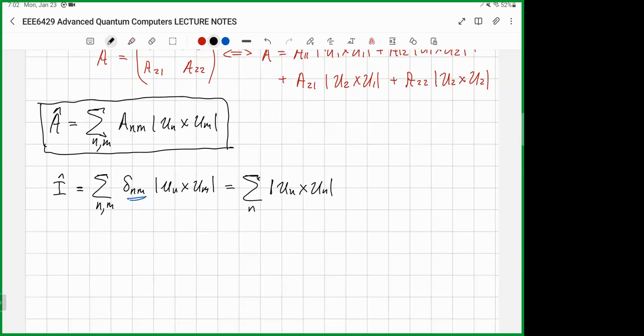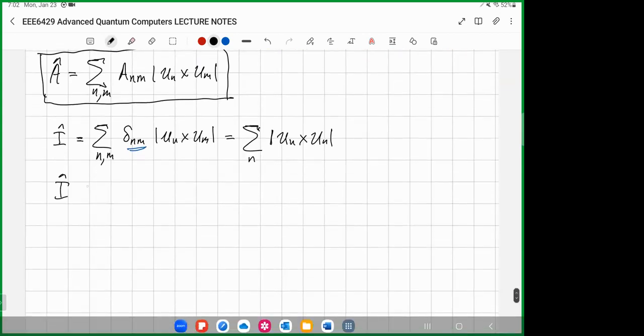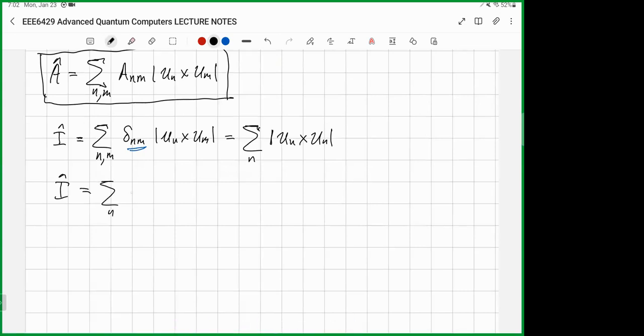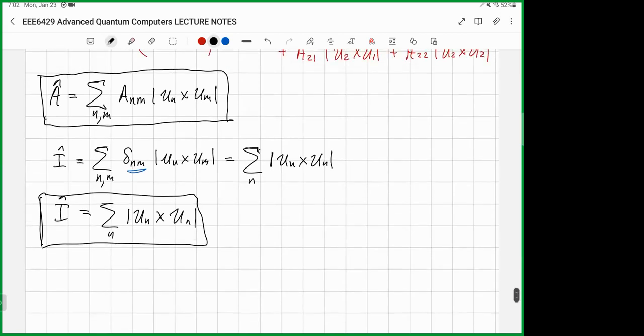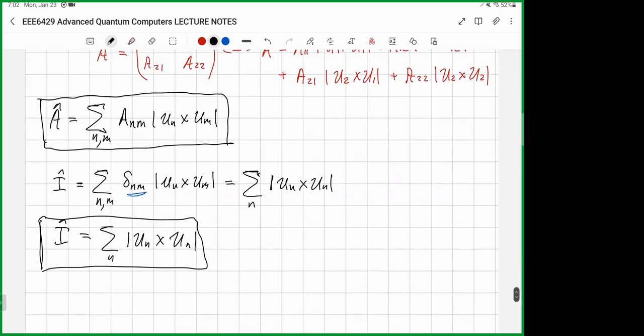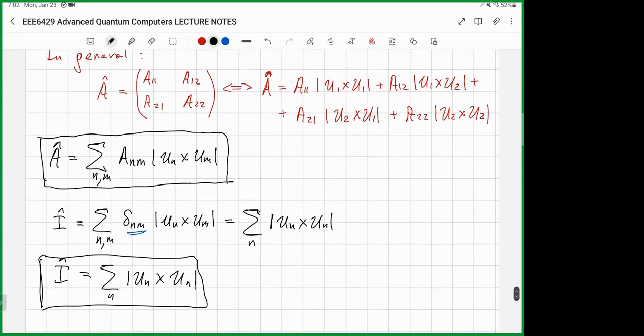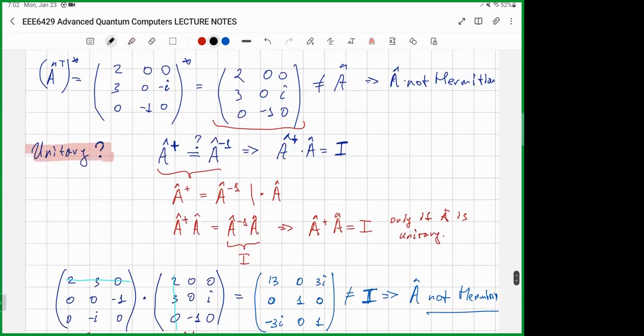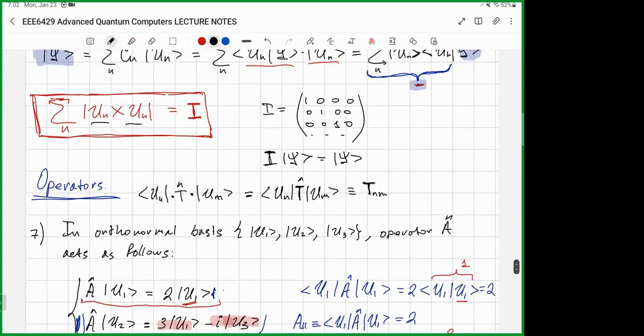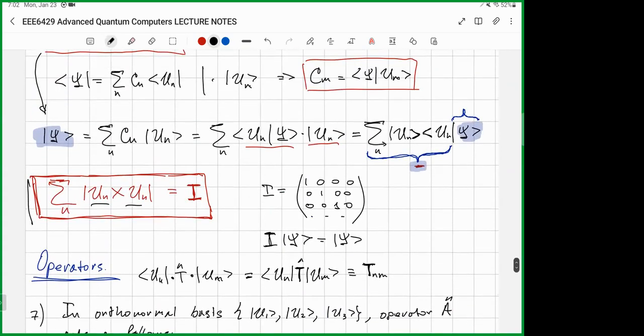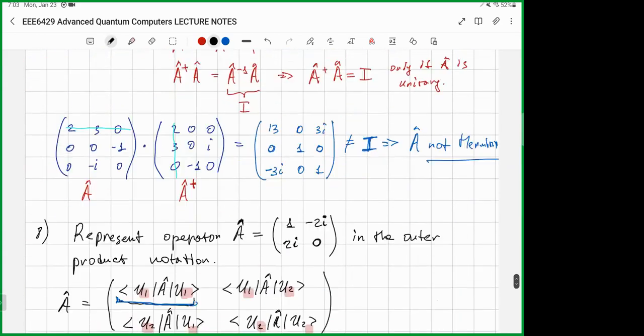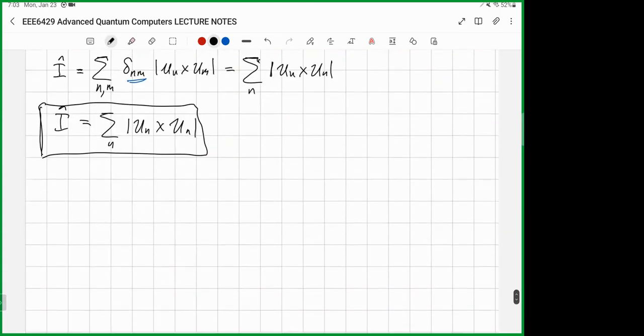And this is exactly what we already saw, that we can represent the identity matrix in this way, as a sum of these operators u_n times u_n. It was somewhere here, right? So this formula today. Okay.